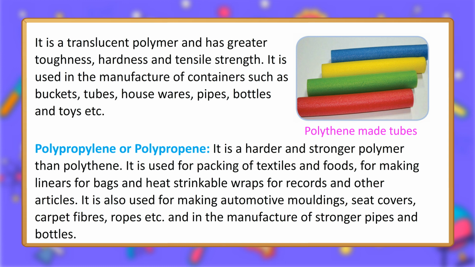Polypropylene or polypropene. It is a harder and stronger polymer than polythene. It is used for packing of textiles and foods, for making liners for bags and heat-shrinkable wraps for records and other articles. It is also used for making automotive moldings, seat covers, carpet fibers, ropes, etc., and in the manufacture of stronger pipes and bottles. Polythene-made tubes.